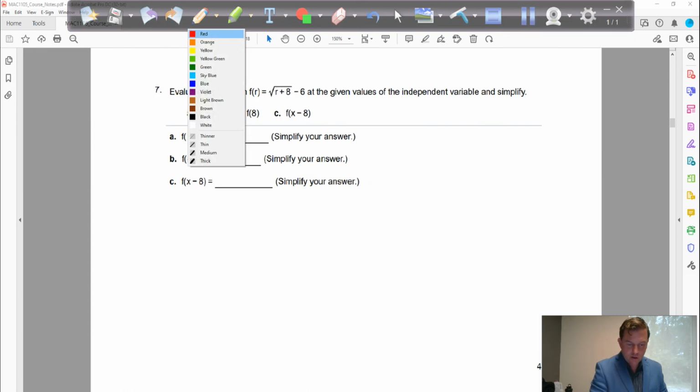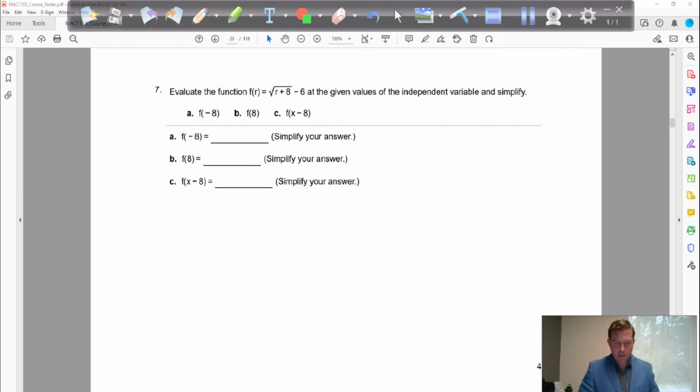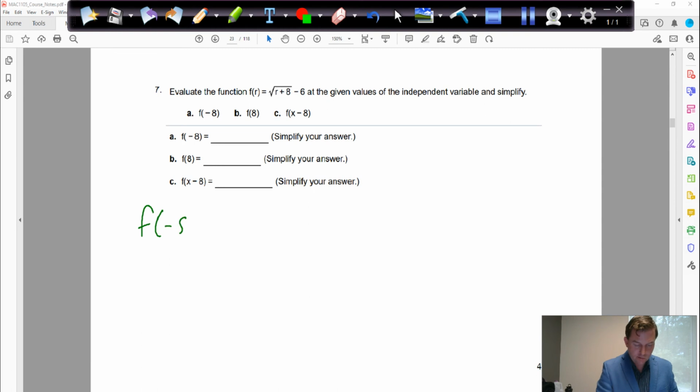Okay, this is the one I usually have my students work in class on their own, just to get some practice plugging in these numbers. But let's do it together here. Anywhere you see an r, so the variables, we're going to replace it with these three things. So we have negative 8, then 8, and then x minus 8, all of that into that r. First one, we'll replace the r with negative 8.